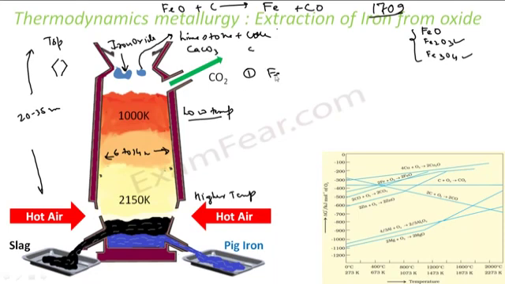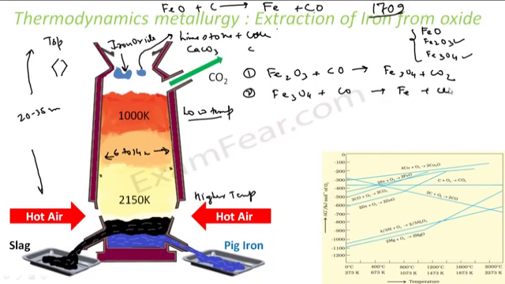Fe2O3 reacts with carbon monoxide to give Fe3O4 and carbon dioxide. This carbon dioxide goes off. We also have Fe3O4 as one of the products. So Fe3O4 again reacts with carbon monoxide to give iron and again carbon dioxide. This carbon dioxide also goes off.